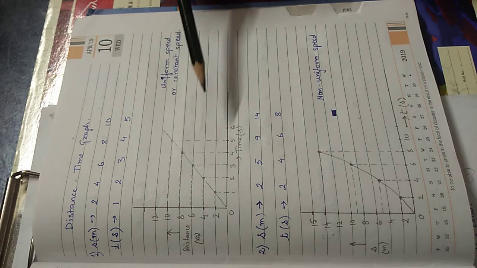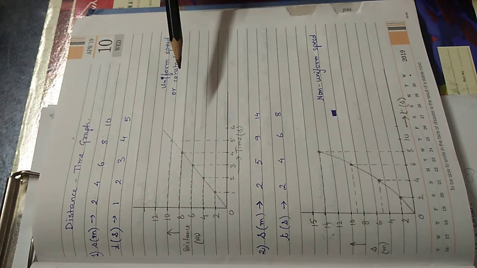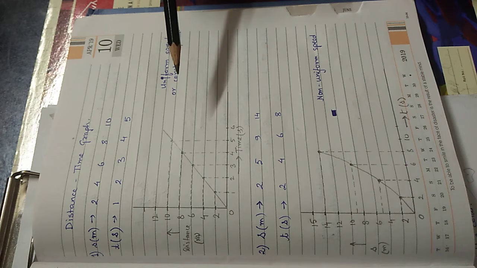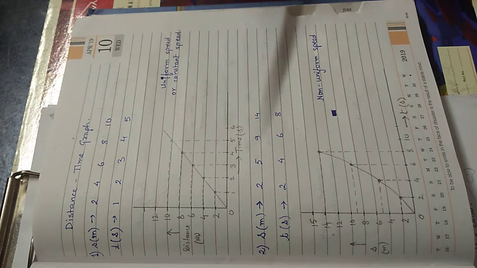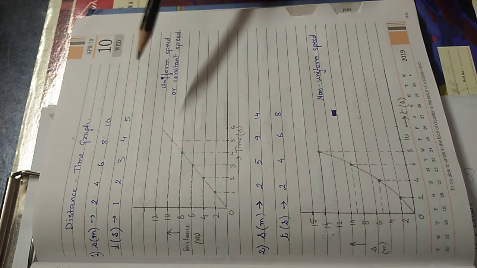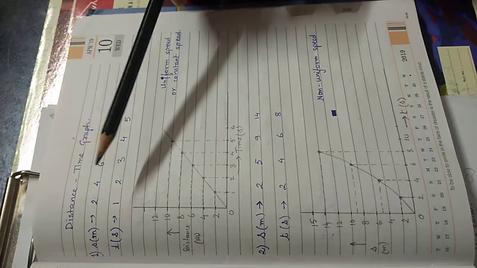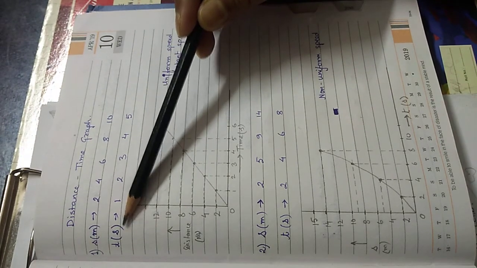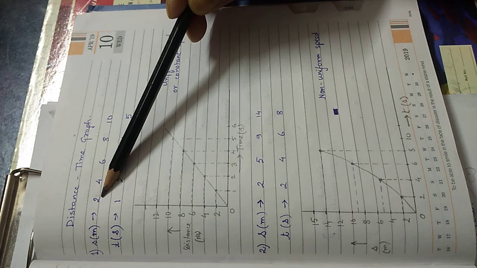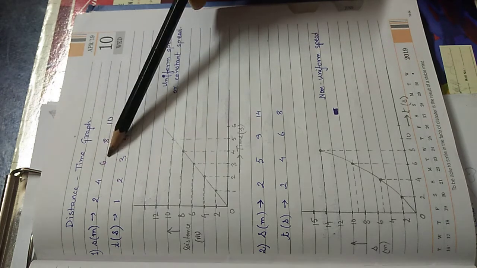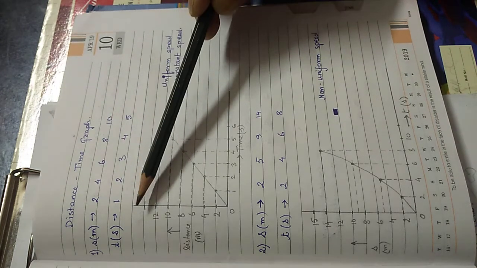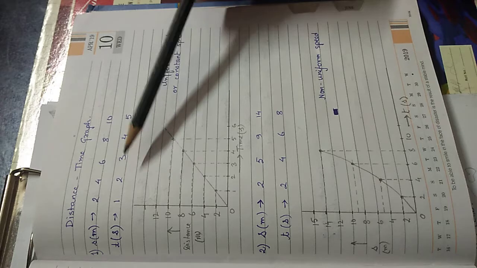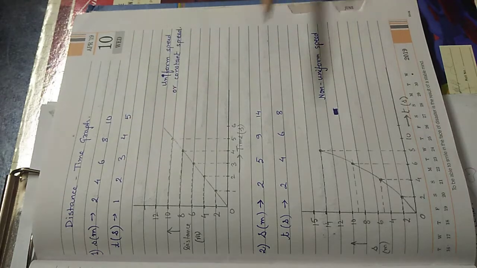I could have drawn the graph directly and told you what that graph stands for. But if you have the values, it will be easy for you to visualize how to draw the graph. So in the first case, I have taken the distance. The value of distance is in meter and time is in second. I have taken the distance covered by the body to be 2 meter, 4 meter, 6 meter, 8 meter and 10 meter in time 1 second, 2 second, 3, 4 and 5th second.